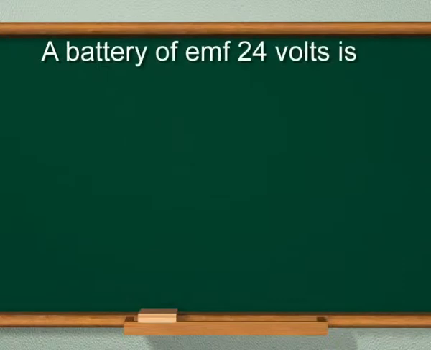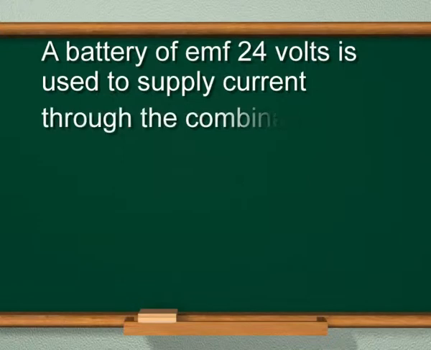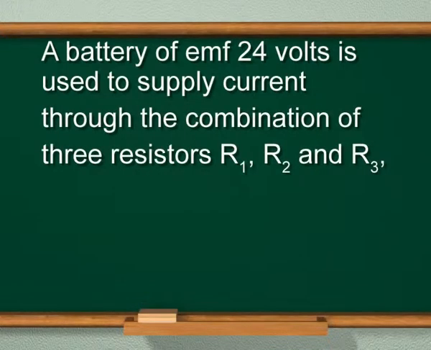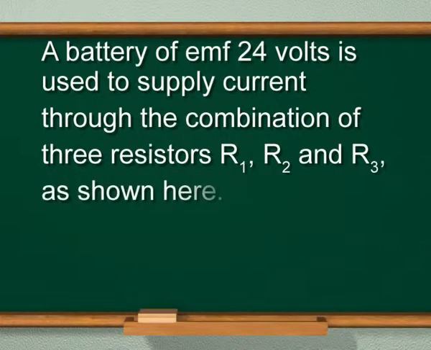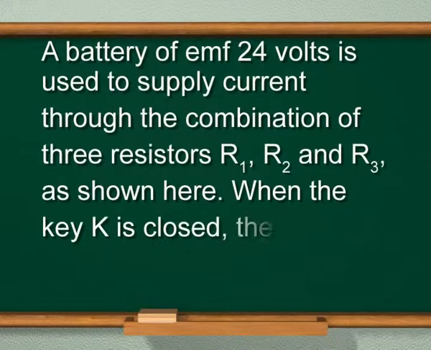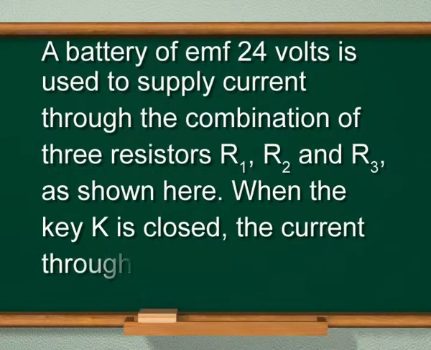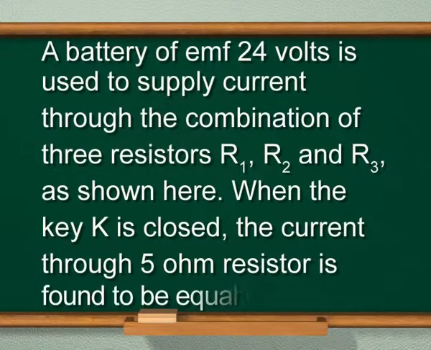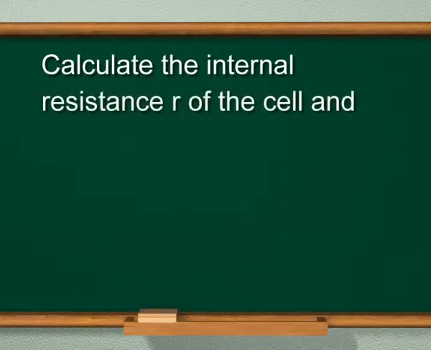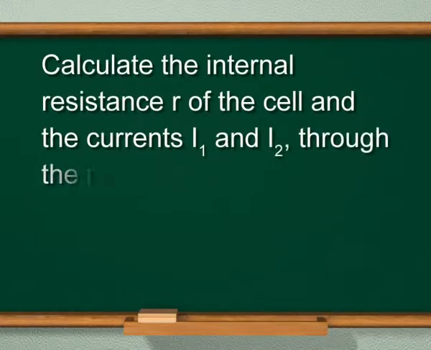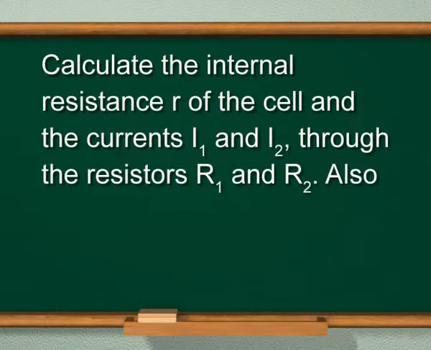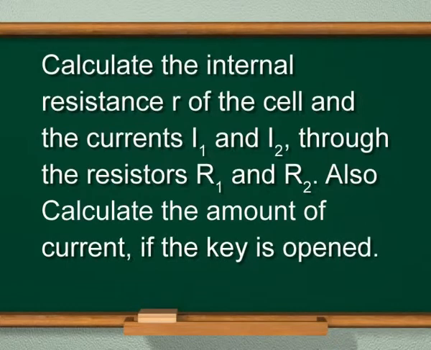A battery of EMF 24 volts is used to supply current through the combination of 3 resistors R1, R2 and R3 as shown here. When the key K is closed, the current through the 5 ohm resistor is found to be equal to 3 amperes. Calculate the internal resistance small r of the cell and the currents I1, I2 through the resistors R1 and R2 respectively. Also, calculate the amount of current if the key is opened.